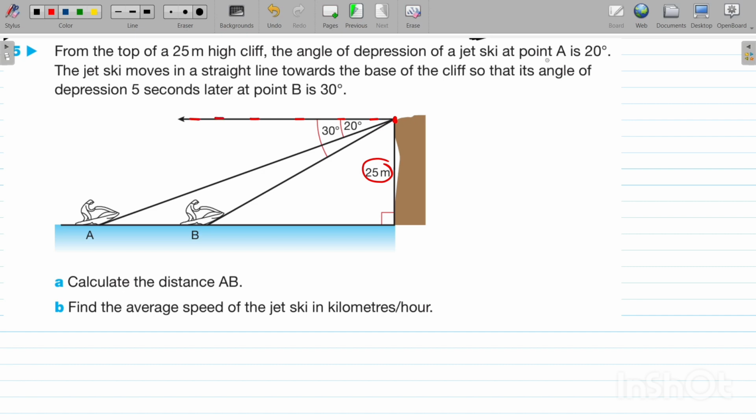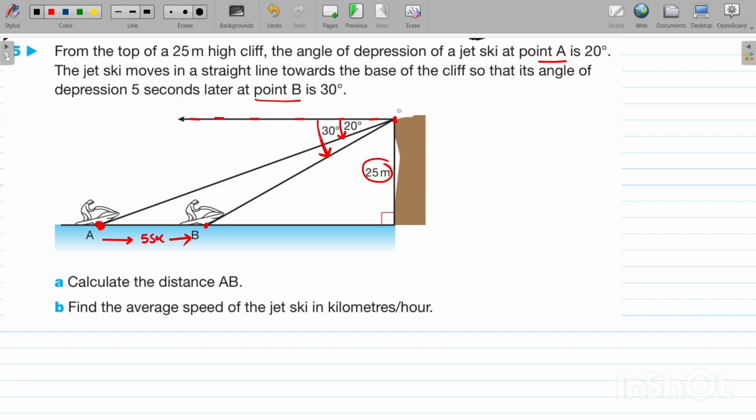And the angle of depression for the point A, this is the point A. So for the point A, the angle of depression is 20 degrees as it is shown in the diagram. And for the point B, it is 30 degrees. So the angle of depression for point B is 30 degrees. And this jet traveled from A to B in 5 seconds. Right. We have to find the distance AB. How much distance between A and B?